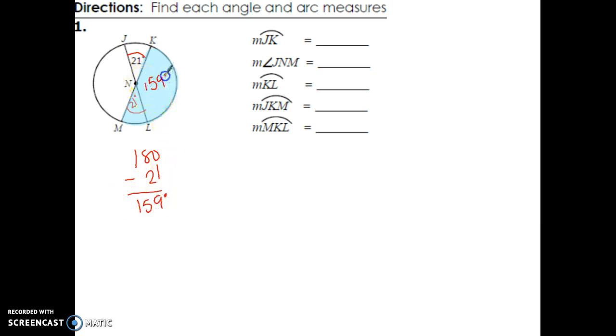We can actually already fill in KL. This is this measure right here, so 159 degrees. Arc JK, that is 21. So I also know that this is 21 degrees. Like I said, vertical angles are going to help you quite a bit here. So this is 159. This is also going to be 159. So J and M, that is also 159 degrees.